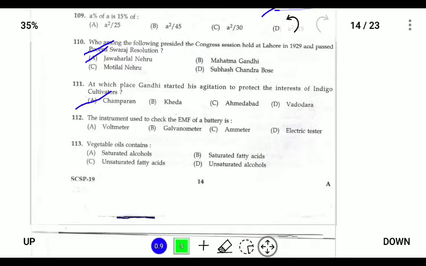The instrument used to check the electromotive force of the battery. So the power of a battery is measured by the voltmeter. Actually, it is measured by the galvanometer also. So according to NPSC, all the options are correct. So EMF means small current, so it can be measured by voltmeter, galvanometer, and also ammeter. So all measure current. So according to the official answer, it is voltmeter.